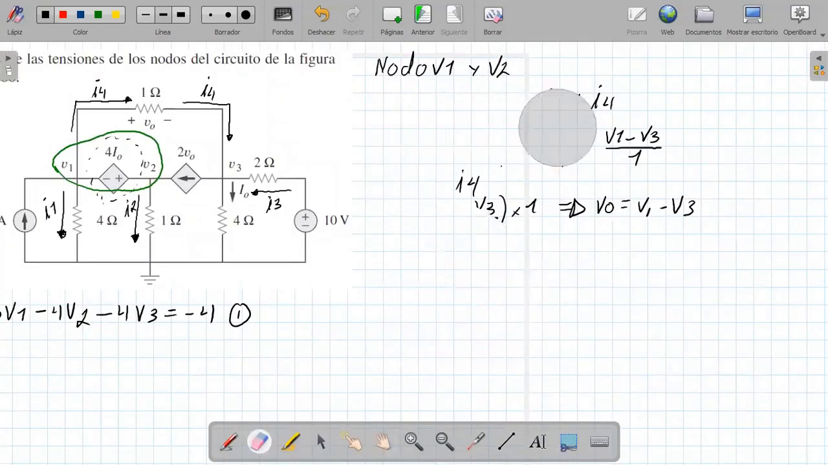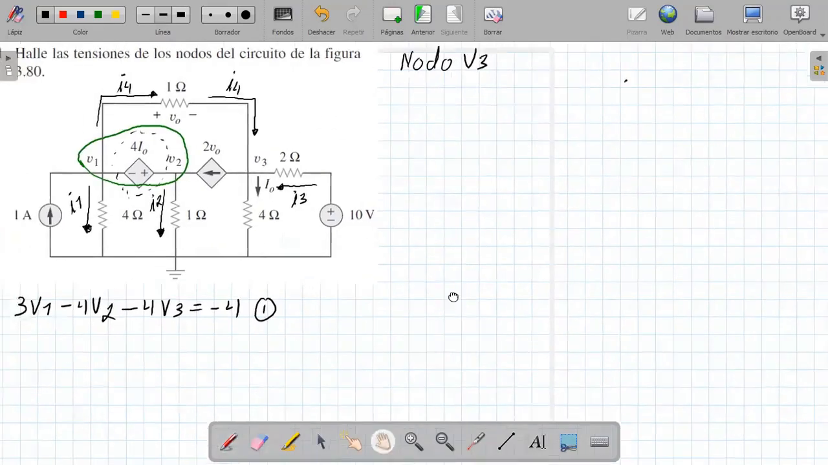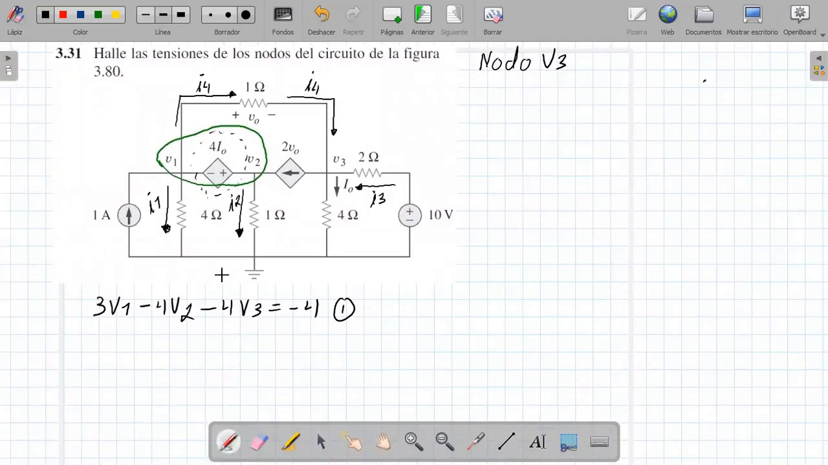I'm going to delete this and let's plot now at node V3. What enters is equal to what exits. The current 4 enters and the current 3 enters, equals 2 times I0, right? From that point this comes out and this comes out.